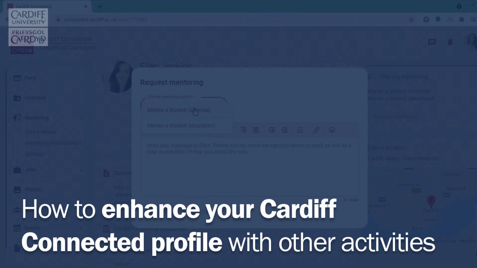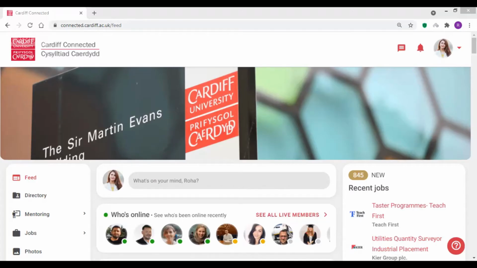Right, I'm going to show you how simple and easy it is to keep your Cardiff Connected profile up to date by adding all the extracurricular activities you were involved in during your time at the university. Firstly, just go to your profile by clicking on your profile picture.